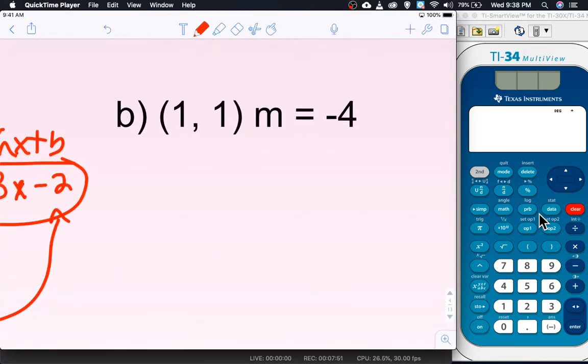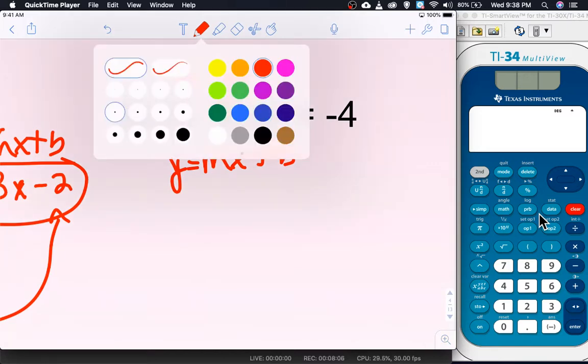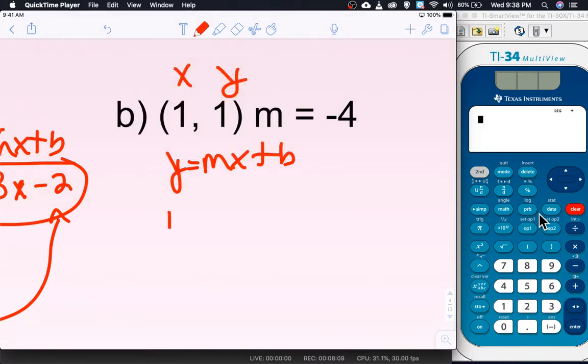Okay, letter B, same deal. I'm going to write the equation of the line. y equals mx + b. I'm going to plug my x value in for x, my y value in for y, and my slope in for slope, and check what we got. y is 1. Slope is -4. That was my m value. x is 1. b is b. I don't know what b is. That's the whole point of the problem. That's the main issue of this problem.